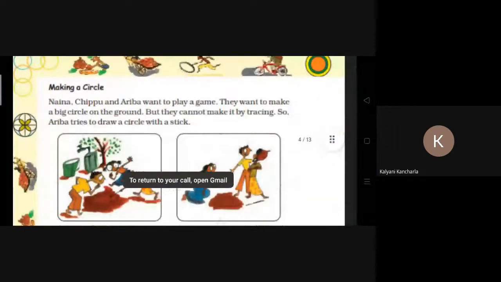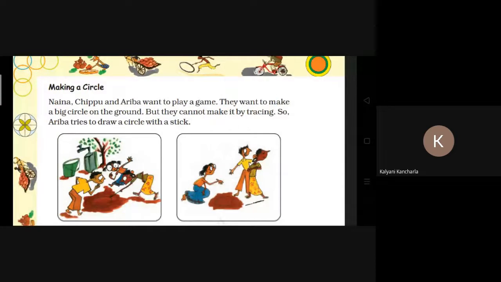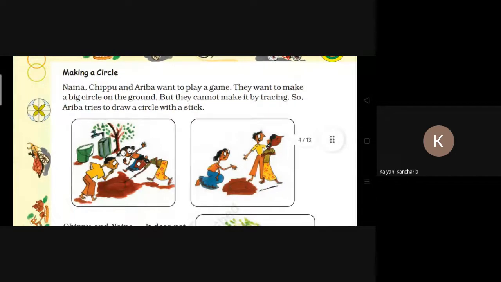Making a circle. Naina, Chippu and Ariba want to play a game. They want to make a big circle on the ground, but they cannot make it by tracing. So Ariba tries to draw a circle with a stick.